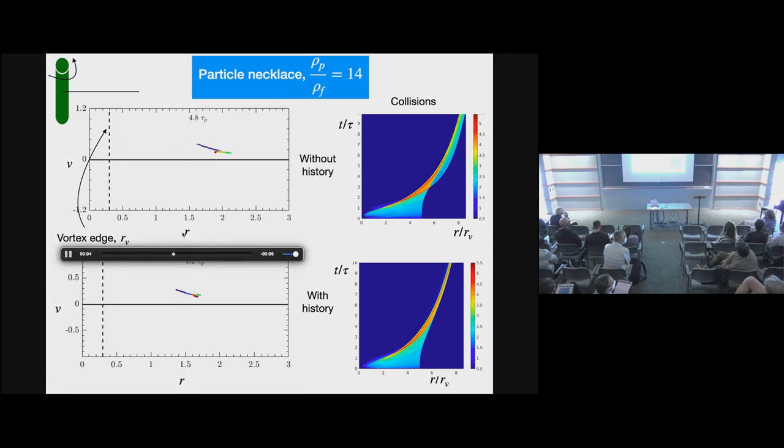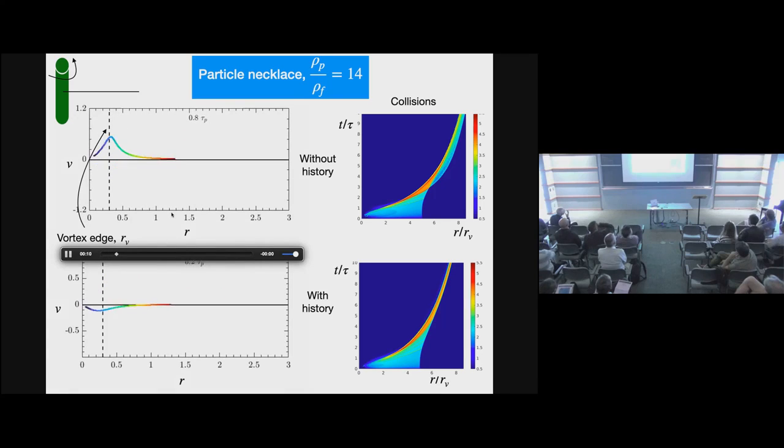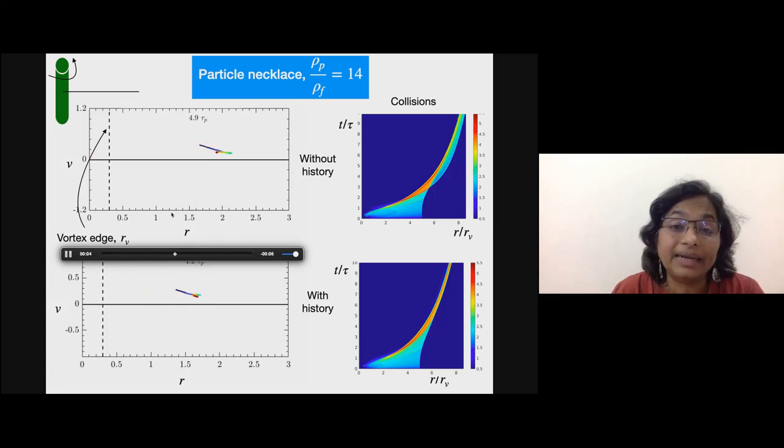But what does color represent on the necklace here? Okay, the color just represents the initial location. Just to remember where it was initially, we color it. So blue inside and red outside.